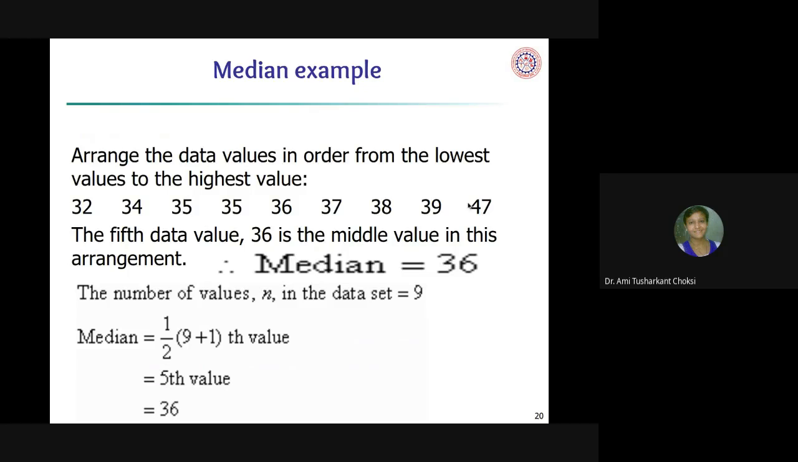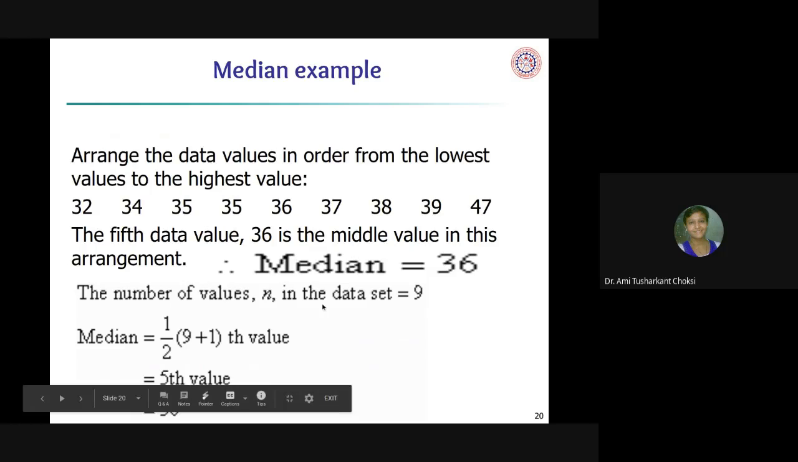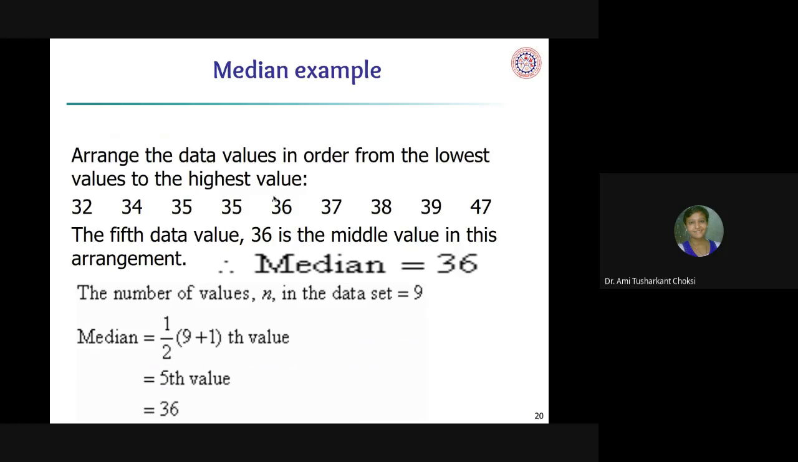So what is after that? We know that 1, 2, 3, 4, 5, 6, 7, 8, 9. So the total number of values given is 9. That means an odd number, so we'll be taking the middle value. The middle value is 36. So that is the median of the data.